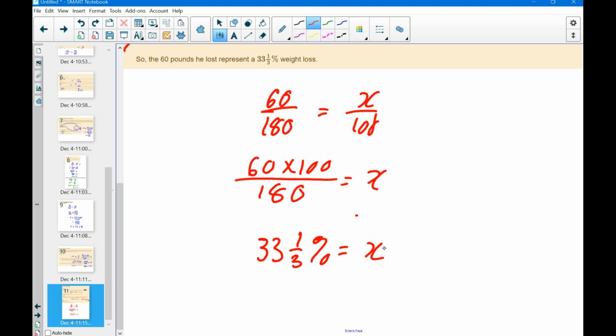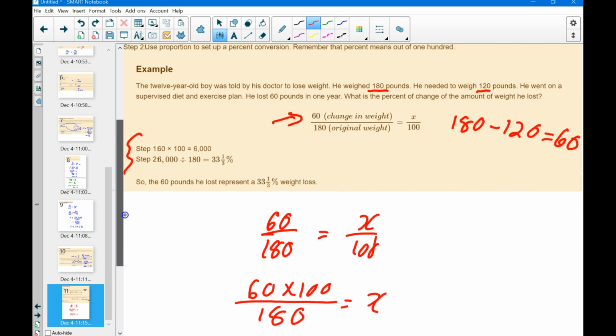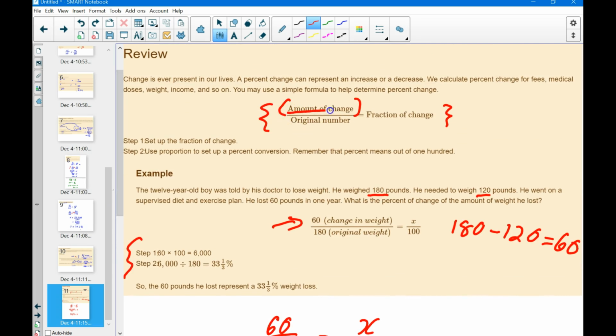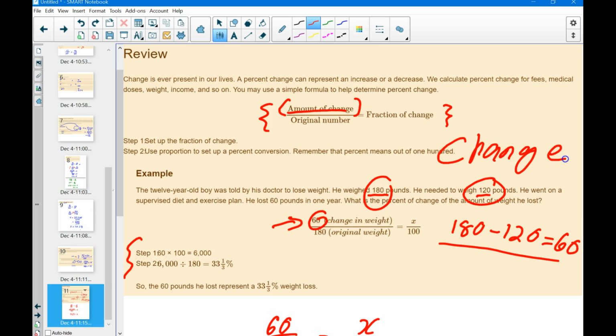So again, it's not a real big problem because the equation is almost the same as before, but the only tricky part is right here with the amount of change. Make sure you get the difference in the change of weight. That's where 60 comes from. And that's the part that might trick you. Because the most common tendency is to take the new weight, put it over the original weight, and go from there. But we keep in mind it's actually the change. Perfect.